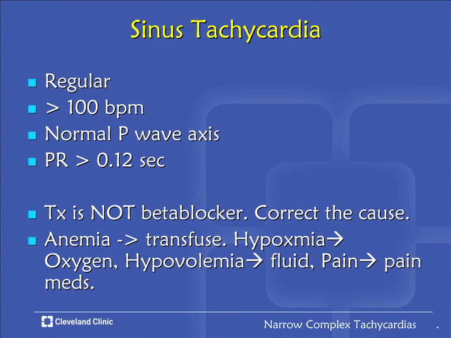So sinus tachycardia is a regular rhythm. It's above 100 beats per minute. It has a normal P wave axis, meaning it's positive in leads 1, 2, and 3. And the treatment for that is not a beta blocker, it is to try to treat the cause, whether it's anemia or something else.